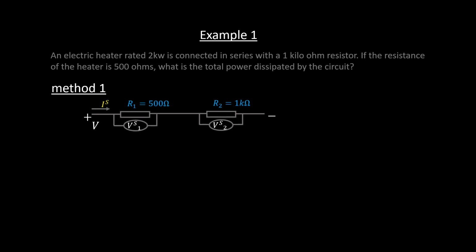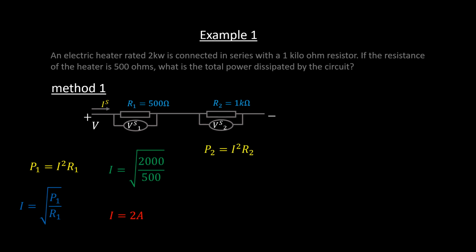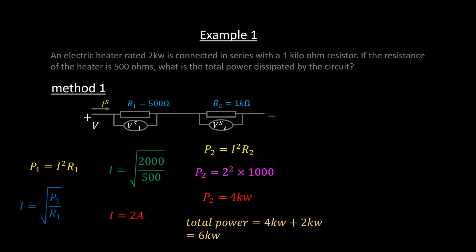Using the expression power equal to current squared times resistance for R1, the expression for the total current is given as follows. Subbing in the values like so yields I equal to 2 amperes. Using the same power equation for R2, P2 is given as follows. So P2 is equal to 4000 watts, and the total power is therefore given by 4 plus 2, which is equal to 6 kilowatts.